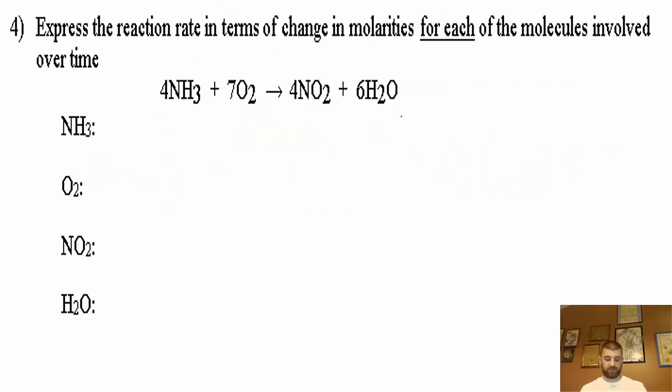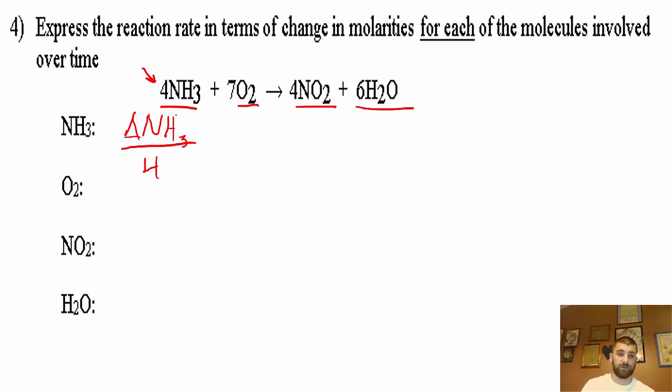4. Express the reaction rate in terms of change in molarities for each of the molecules involved over time. All right, so here you can see we have 4 NH3, 7 O2, 4 NO2, and 6 H2O. So if we're trying to express the reaction rate in terms of these components, we got to remember it's the change in whatever it is. So if we're looking at NH3, it's the change in NH3 divided by 4 because its coefficient is 4.